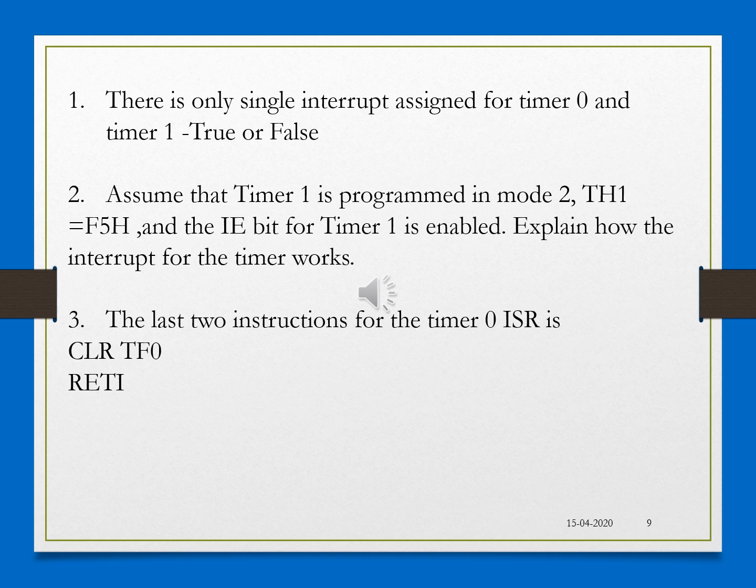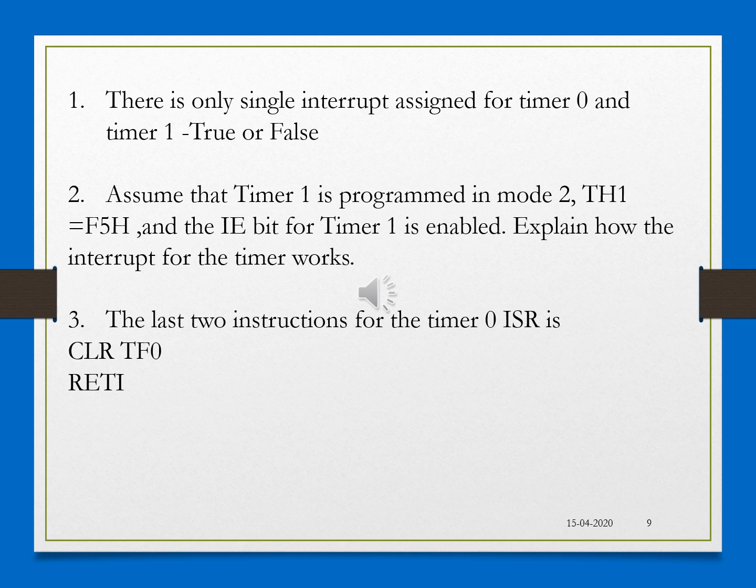Can you think of it? So how do you explain that? What happens? Timer 1 is operating in mode 2. That means the auto reload method, right? So the initial value F5 you have to load in the TH1 register. In the program, you'll be using the instruction set bit TR1. That means start the timer, isn't it? So when the timer is started, what happens? The timer will start counting up from F5 to FFH, isn't it?